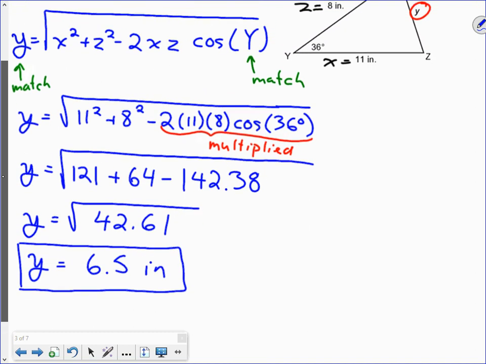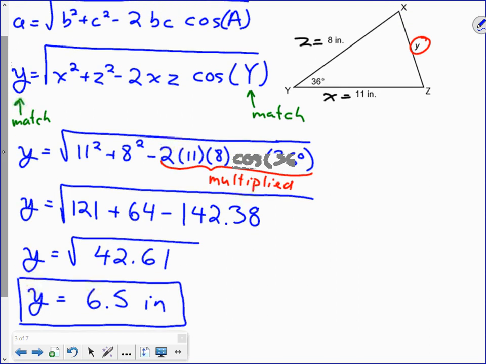We should take a moment and make sure that the answer we've gotten makes sense looking at our triangle. We've got y equal to 6.5 inches. Our other two sides are 8 inches and 11 inches. That certainly seems reasonable. These are all about the same order of magnitude. If we had gotten an answer of, say, 42, we would look at that triangle and say it's too big. This is a way of figuring out if you've forgotten to take the square root, if you get an answer that is way, way too big. So that's how you use the cosine law to find a side.